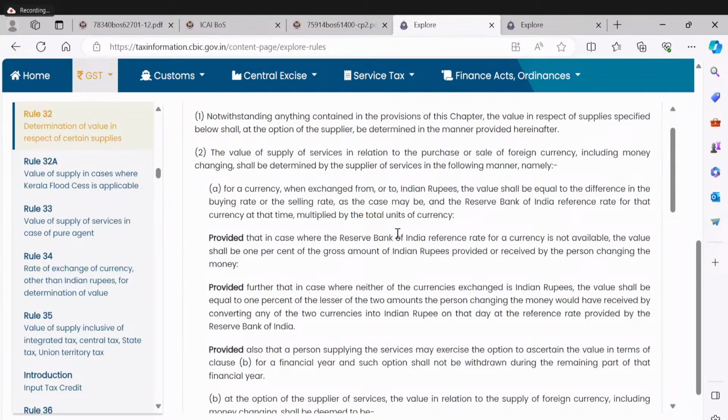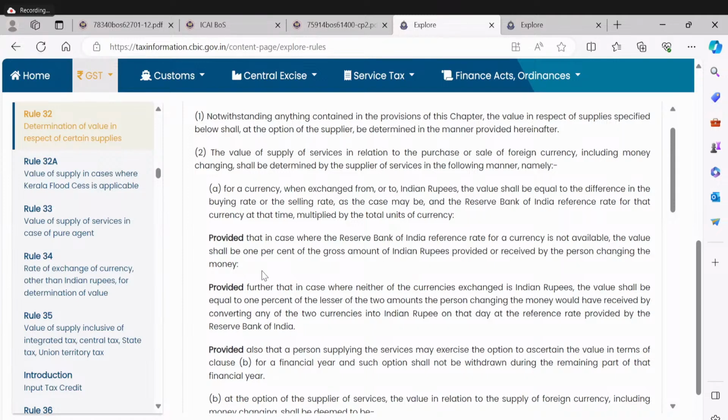So at the rate at which we are actually paying and the rate specified by RBI as the reference rate for that currency at the time our transaction is taking place, we have to take the difference of the two. One is our actual rate and one is the RBI reference rate. The difference between the two will be taken and multiplied by the total units of the currency. That will give us the value of supply of services in relation to purchase or sale of foreign currency. In this case, W2L is purchasing the foreign currency.